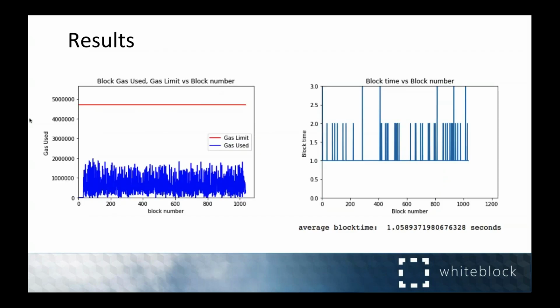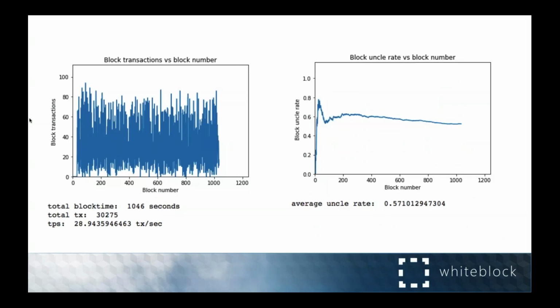So our results showed, the one on the right is saying this is what our block time was. The left is showing how much gas was used per block, and 20 million was the default gas limit used in Ethereum. So that means this is how much gas can be expended within this block. Our total block time was 1,046 seconds. Our total transactions were 30,000. Our transactions per second were on the high end, but that's because these were all running local to one another.